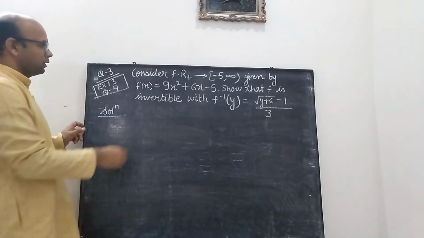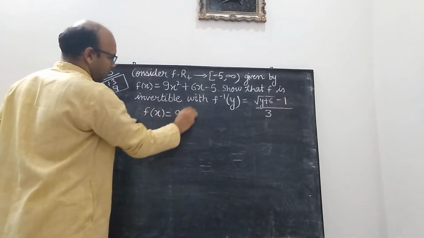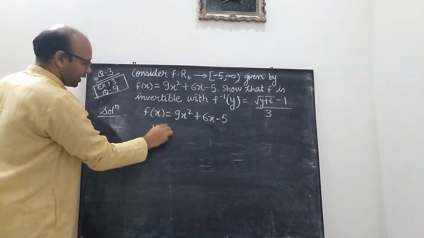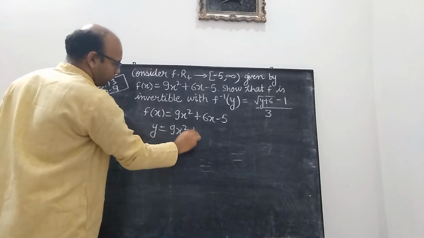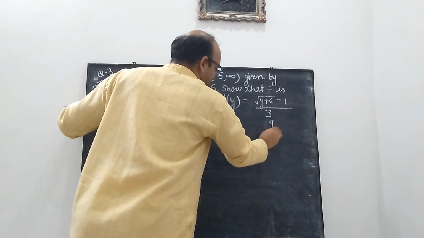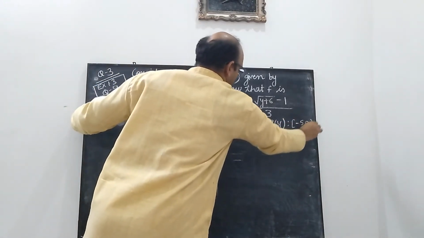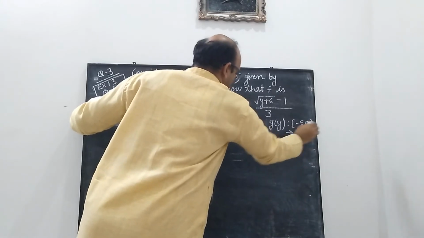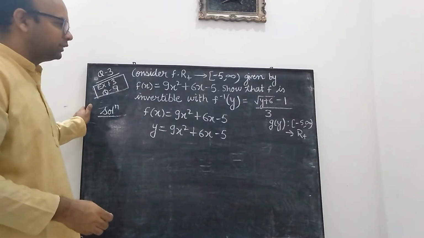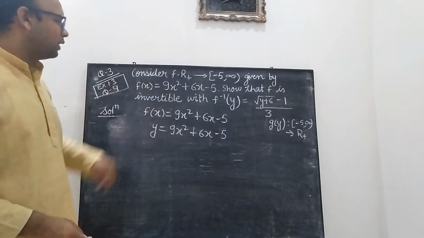So what we do is, we have f(x), and we start with this function and try to make x the subject, taking f(x) equal to y. What we are trying to do is define a function, say g of y, defined from [-5, infinity) to the set of positive real numbers, and we will use the definition of invertible functions to show that this function is actually the inverse of f(x).